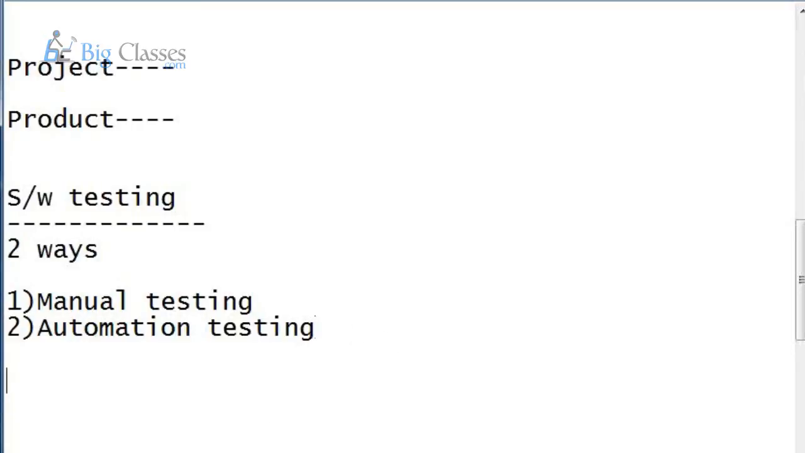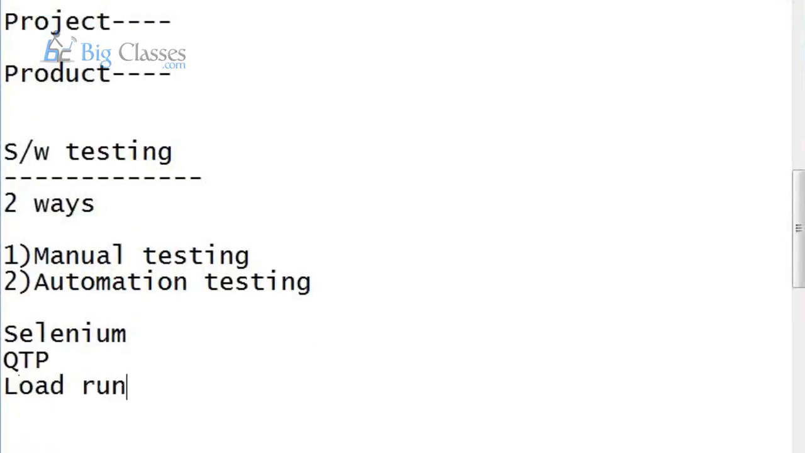Next, what are the automation tools available in the market? Selenium, QTP, LoadRunner, etc. There are a number of tools, but nowadays in the market Selenium is a very famous tool. Now let us know, guys, why is Selenium very famous?